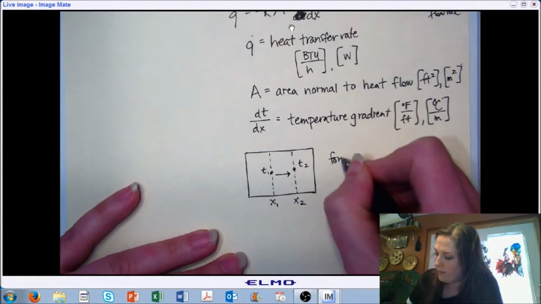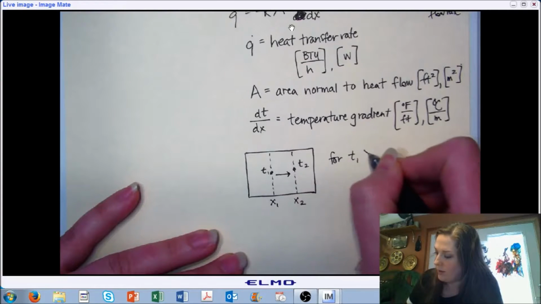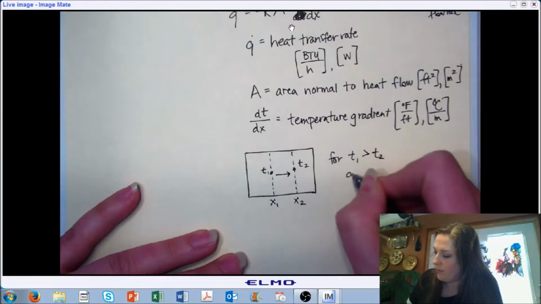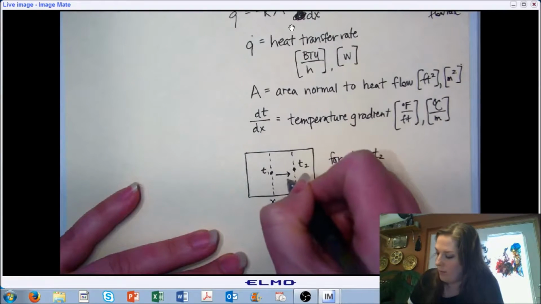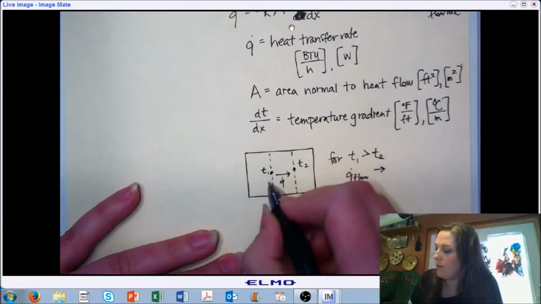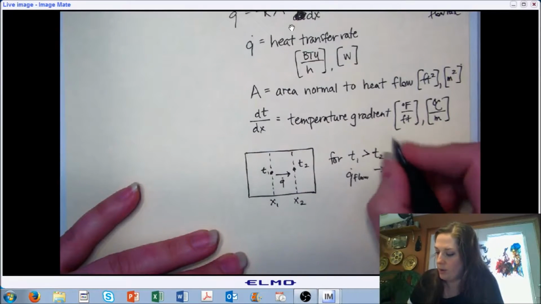If our temperature 1 is greater than our temperature 2, then our energy flow will be from the higher temperature to the lower temperature.